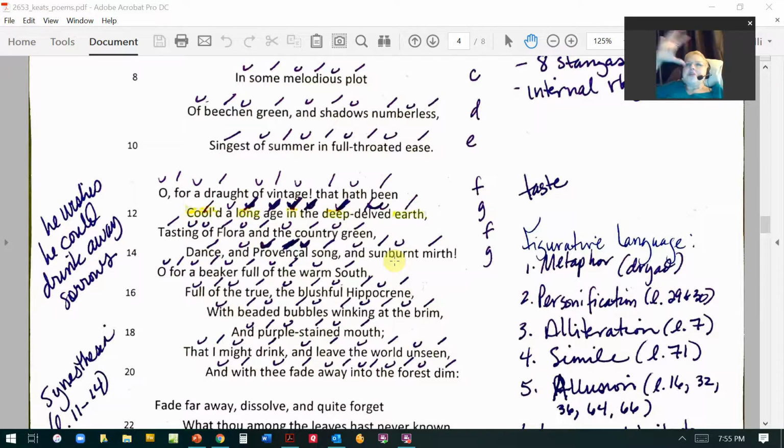So he's describing this nature scene, right? If you've ever seen the movie Much Ado About Nothing with Kenneth Branagh, I think of that scene of them all out dancing and drinking when I think about this, right?